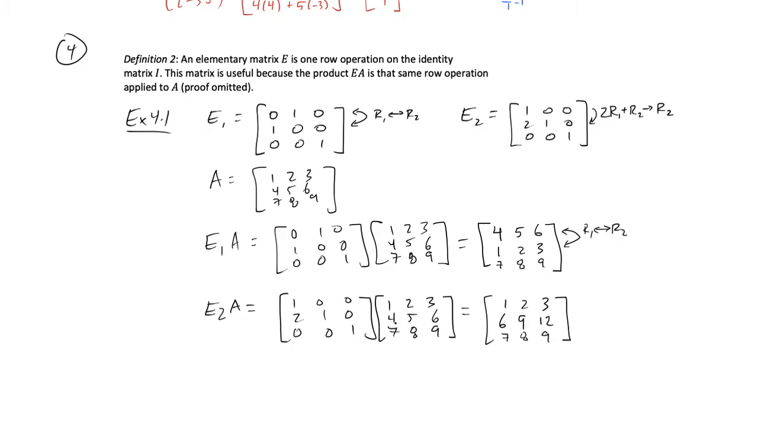And you can see that if we look at this matrix and we take 2 times the top row and add it to the second row, we get this result. So this is indeed 2 times row 1 plus row 2 is my new row 2 applied to the matrix A.